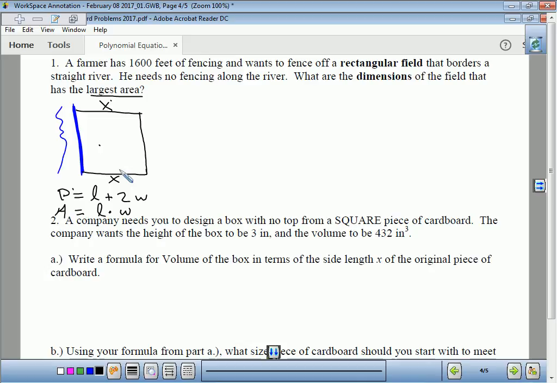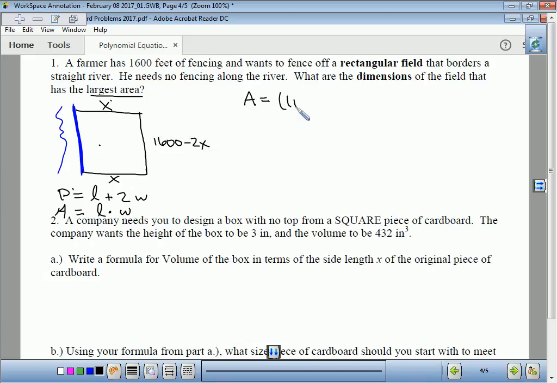Okay? Now, this length here would be 1600 minus 2x. That is the most it possibly could be. Does that make sense? So that's the equation. Okay, so what equation are we going to work with? We've got the picture. We named some stuff. Are we going with this or are we going with this? What are we trying to maximize? Area. So let's go with area.